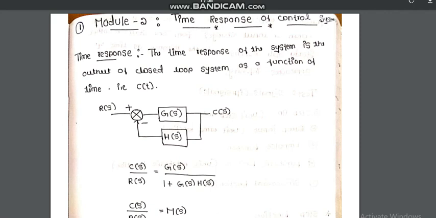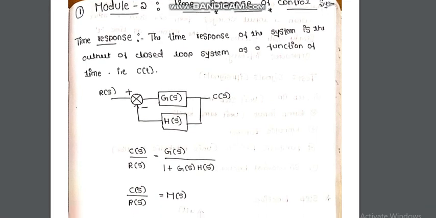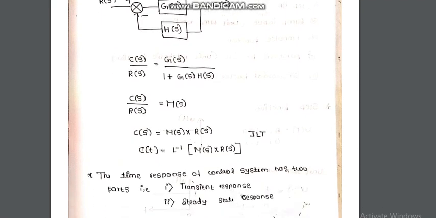We know that C of S divided by R of S is equal to G of S divided by 1 plus G of S into H of S. If you want to find out the output, that is the transfer function, C of S divided by R of S, I will write this G of S divided by 1 plus G of S into H of S as M of S. I want C of t actually, so I have to rearrange this equation. C of S is equal to M of S into R of S, by cross multiplication.